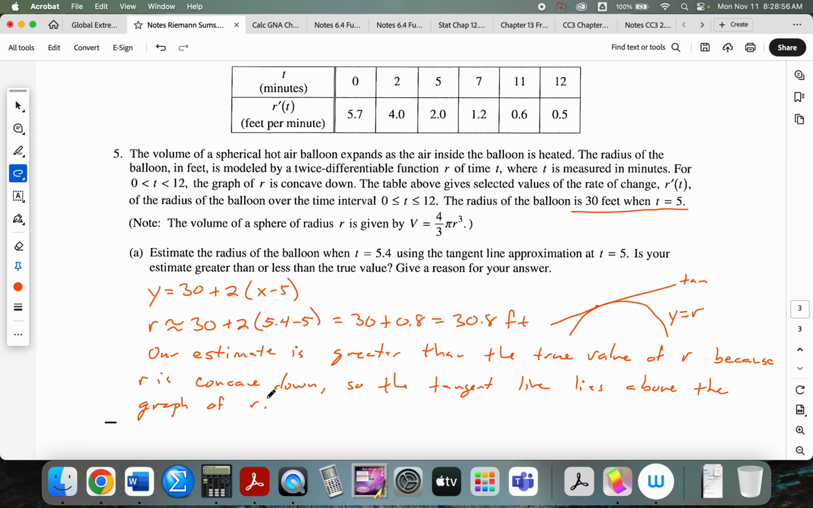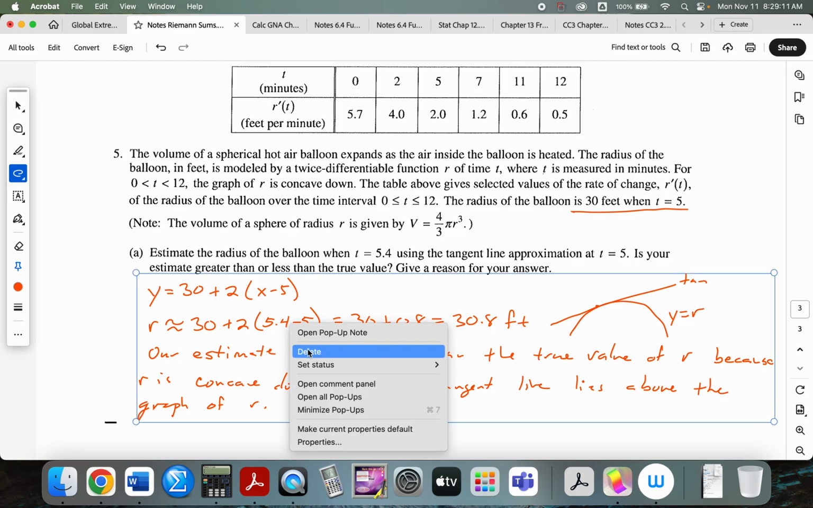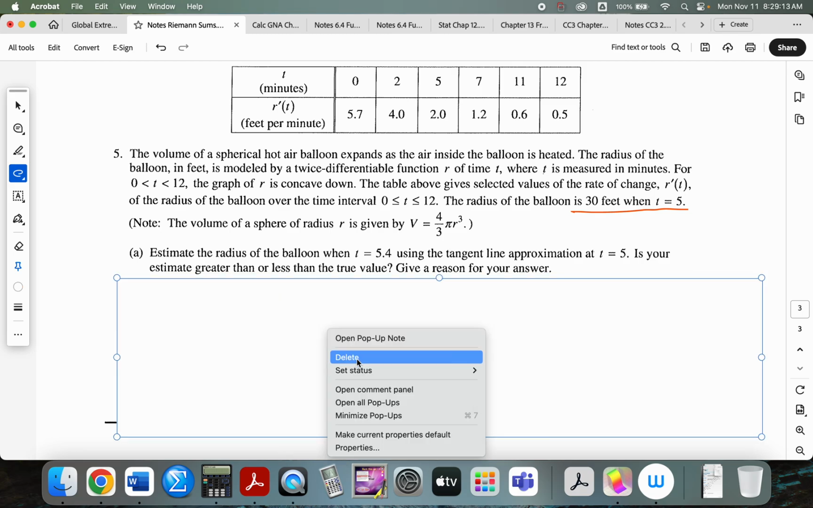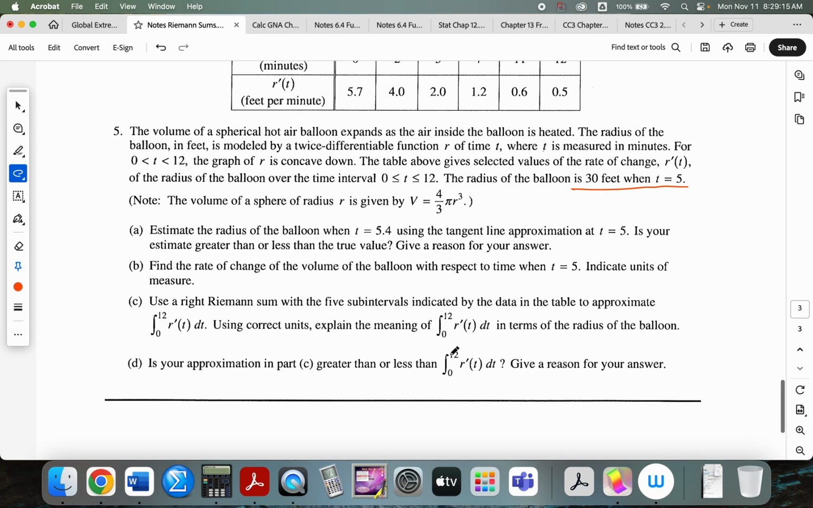Okay, so that's how tangent lines will get used. They'll ask you to write the equation of a tangent line, then they'll ask you to estimate something using the tangent line approximation. That happens pretty regularly on the AP exam. All right, let me get rid of this stuff. We'll go to part B.